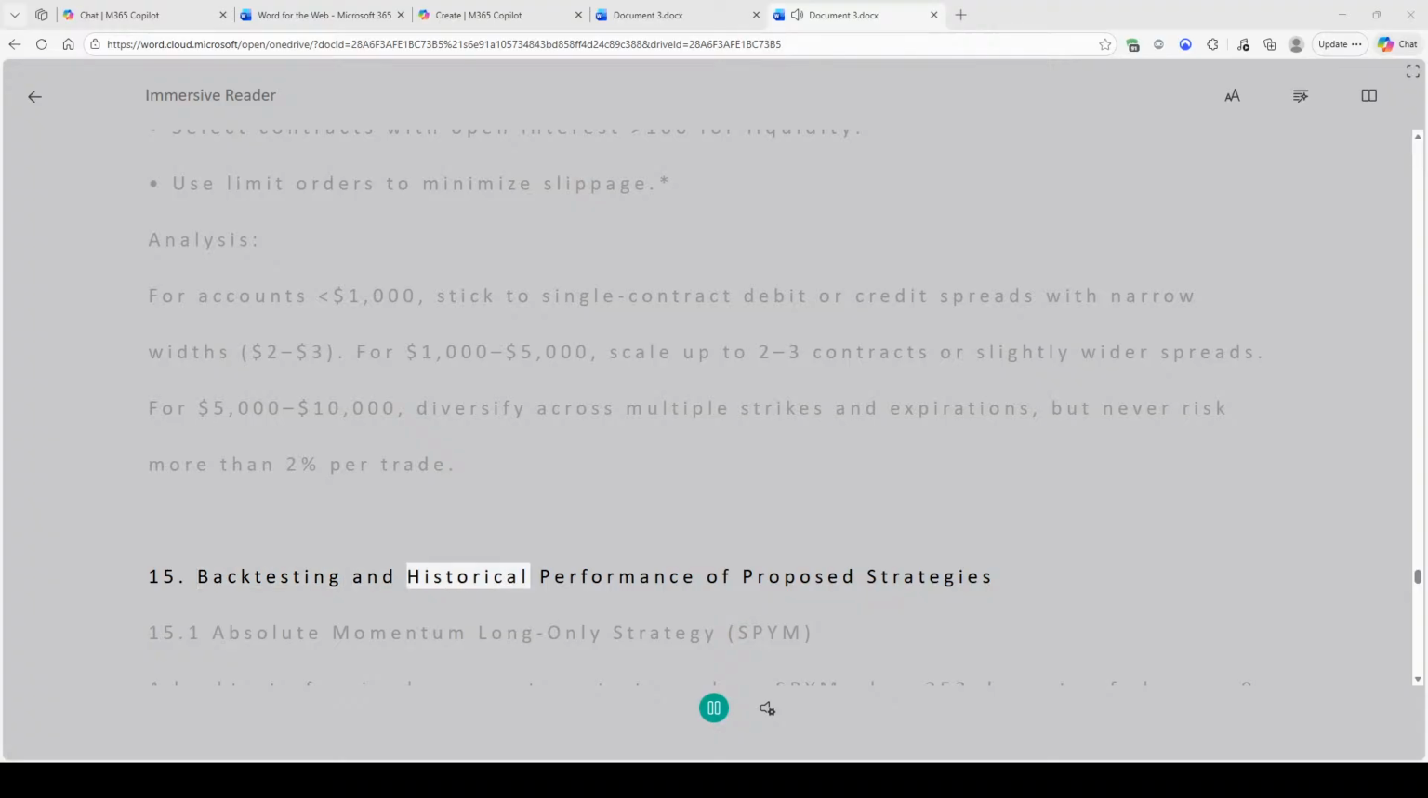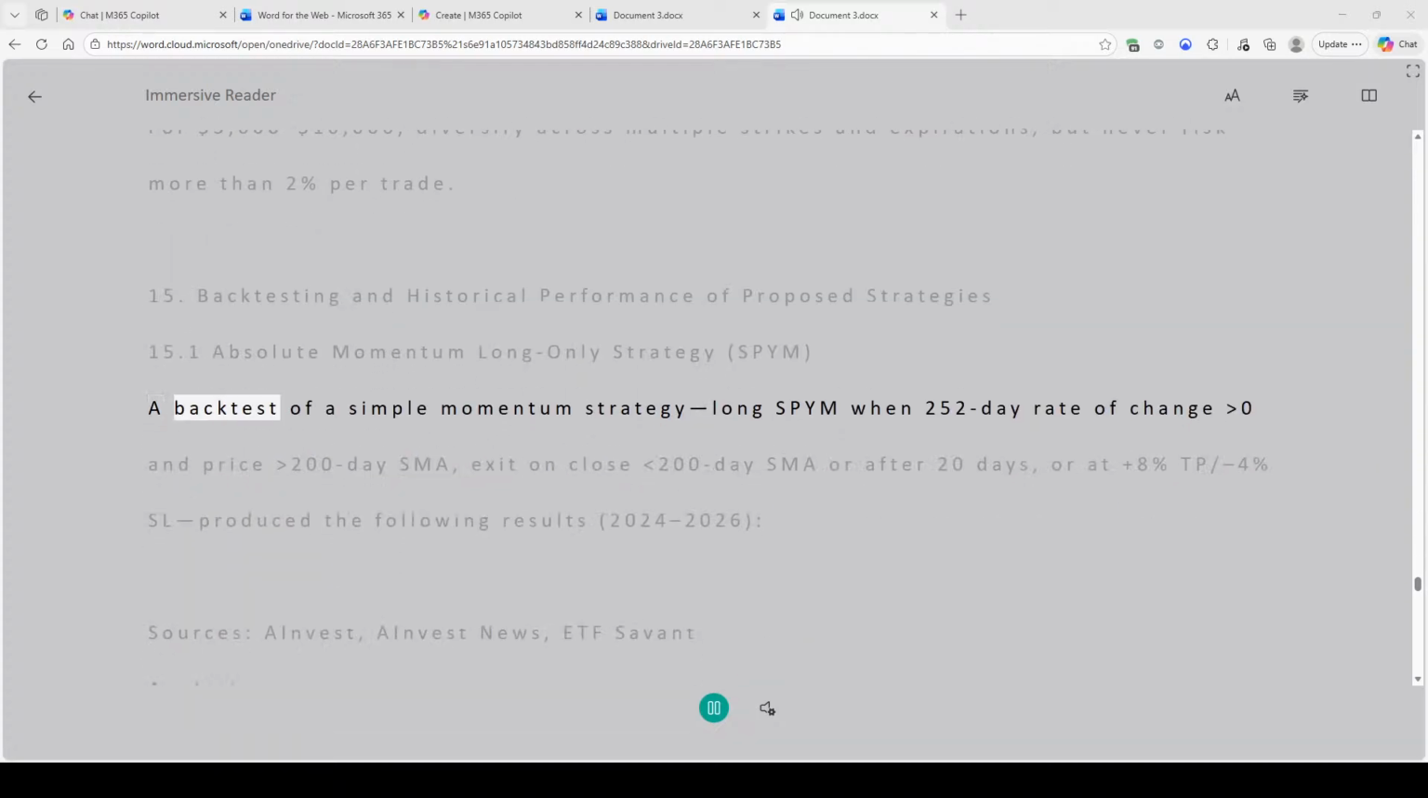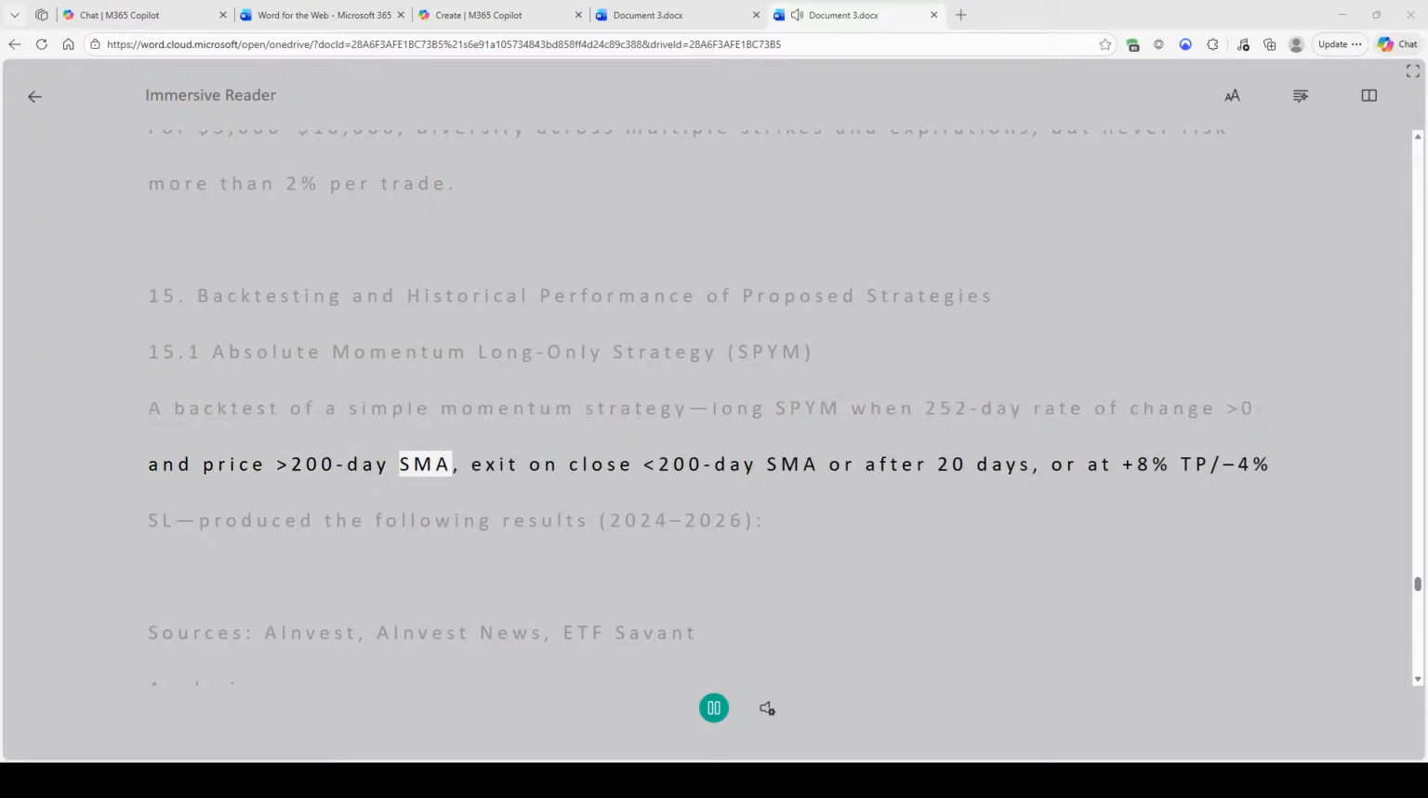15. Backtesting and historical performance of proposed strategies. 15.1 Absolute Momentum Long-Only Strategy, SPYM. A backtest of a simple momentum strategy, long SPYM when 252-day rate of change is greater than 0 and price is greater than 200-day SMA, exit on close less than 200-day SMA or after 20 days, or at plus 8% TP/a 4% SL, produced the following results, 2024 to 2026. Sources: A Invest News, ETF Savant.